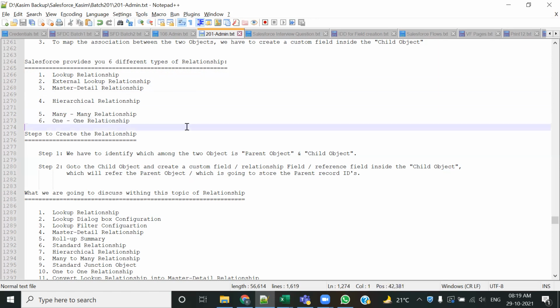Again, only a few know about many to many and one to one relationships that can also be created inside Salesforce. But you should say it at the beginning itself: first of all, give the count immediately, so that you will grab the attention of the interviewer.